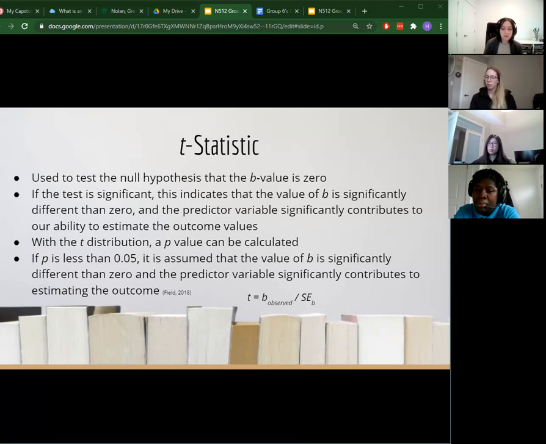Similar to the F statistic, the T statistic is based on the ratio of explained versus unexplained error or variance. Here, we're not as interested in variance, but if our B is large compared to the error in the estimate.